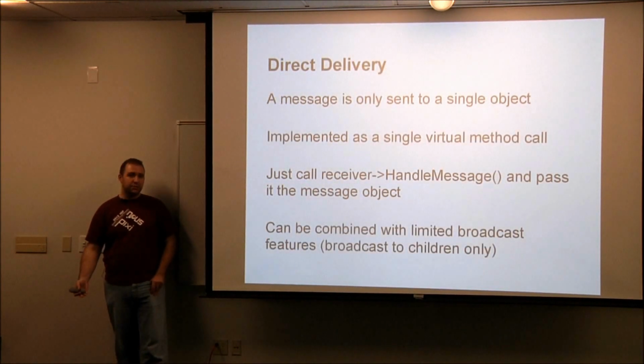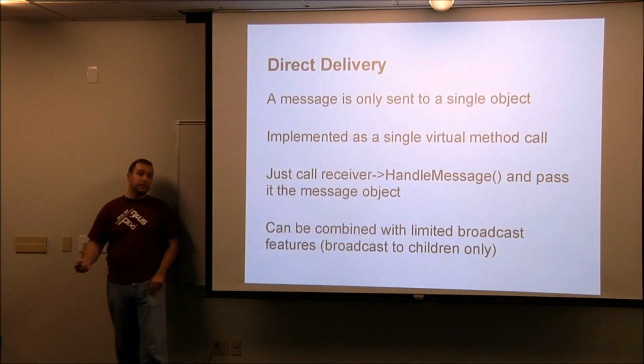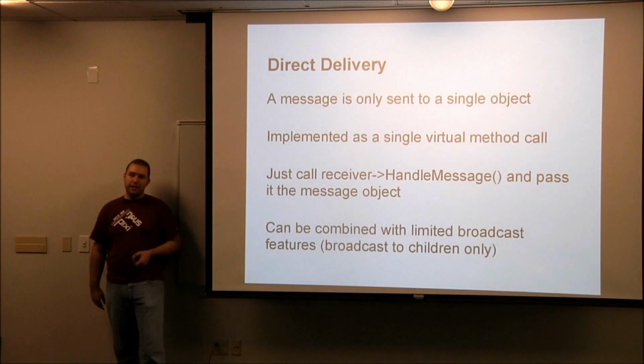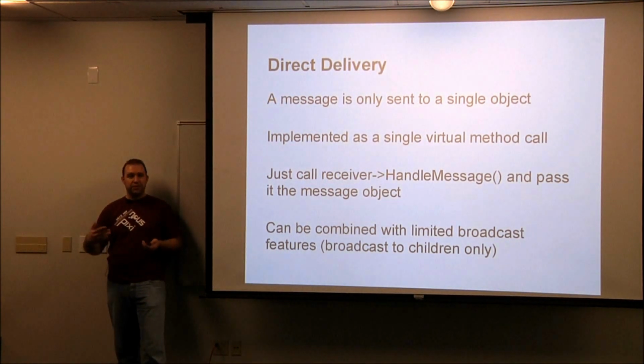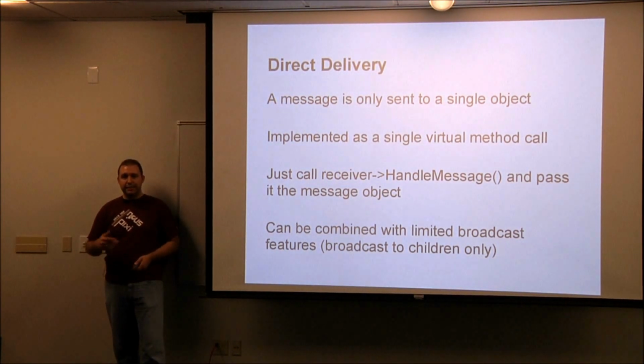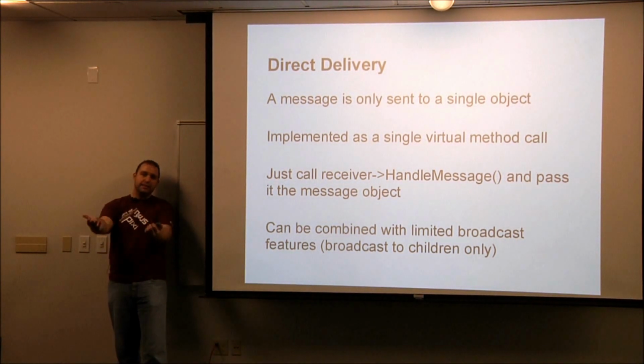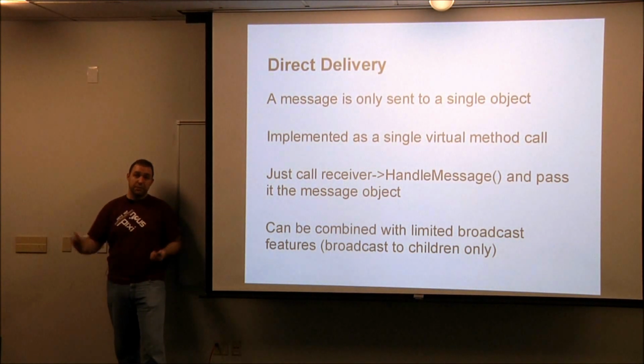So the second option then is direct delivery. This is actually also super easy to implement because it is literally calling a method. You create your message class, like collision message. You put your data in there, and then every one of your game objects and your components has a method called handle message, for instance. You take your object, you pass it to that method, and that's pretty much all there is to it.